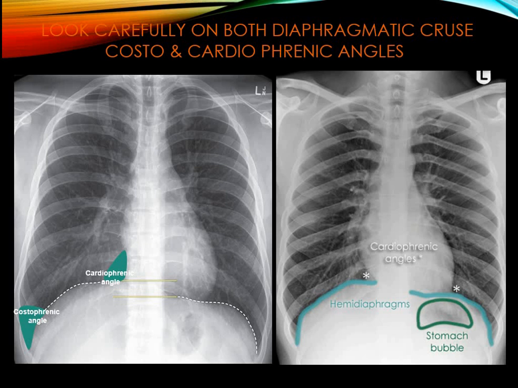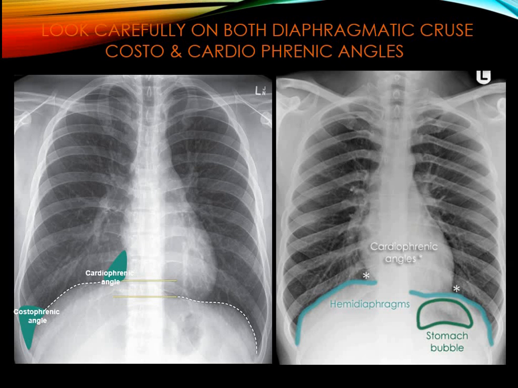Lastly, evaluation of the diaphragms. We should always remember that we have two cupolas of the diaphragm, right and left. The right is usually higher than the left, but in a minority of people they may be at the same level. The right is higher than the left by 2 centimeters or less, not more.